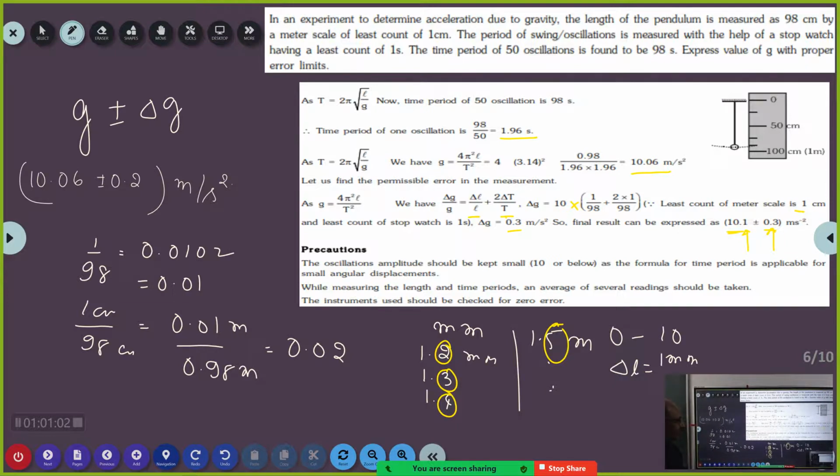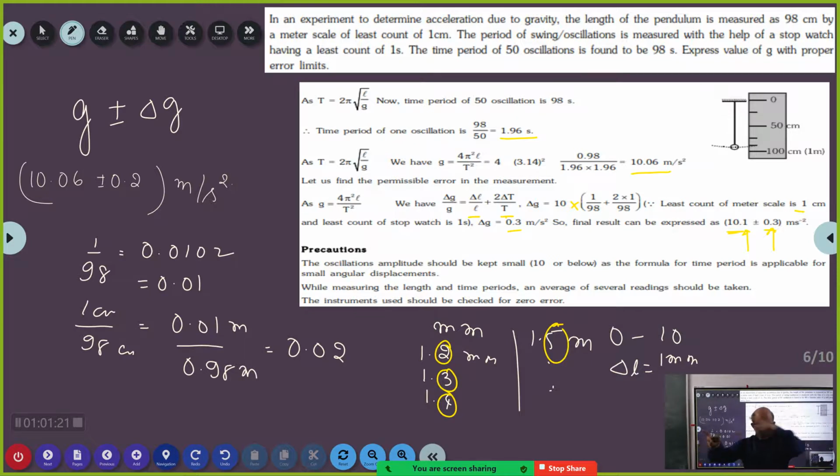Sir, the least count, that would swing per oscillation. Measured with the help of 1 second. Correct. Now see, Arun, you should not go by numbers. Now you see the reality there. You have got a stopwatch. You are seeing the oscillations.